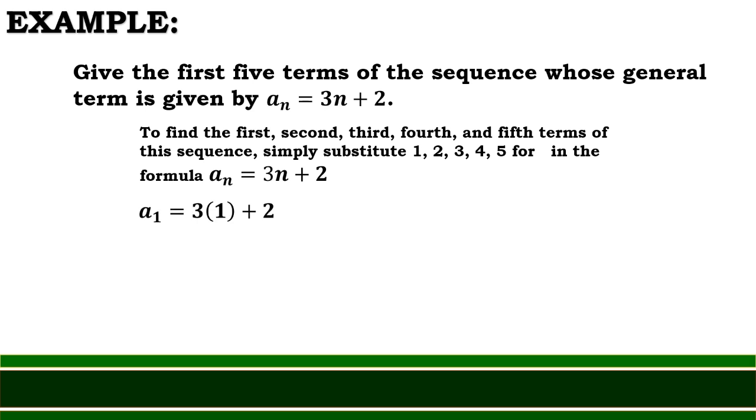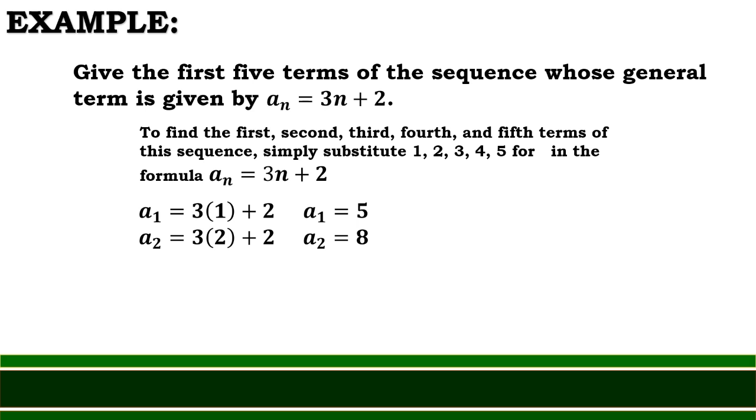That's right. So if n is 1, your first term will become a sub 1 is equal to 3 times 1 plus 2. And the first term will be 5. If n is 2, or if you are looking for the second term, the equation will be a sub 2 is equal to 3 times 2 plus 2. So 3 times 2 will become 6, plus 2, it will become 8. It means the second term is 8.